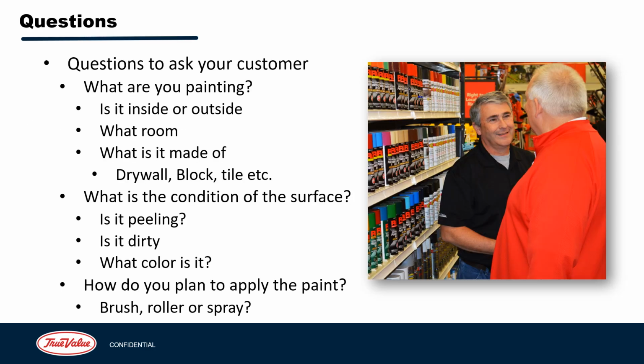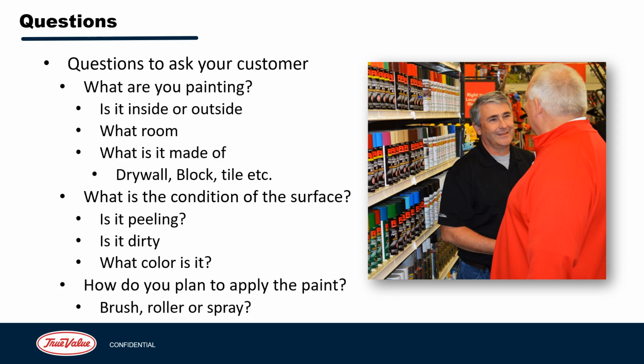Once your customer picks their color, the next thing you need to do is determine what products they will need to get to complete their project. Now, there are a few questions that you should ask to make sure that the products you recommend are going to help them achieve the results they want. The first question is, what are they painting? Now, you need to know, is it an inside or an outside project? That way, you know if they are going to get an interior or an exterior paint.